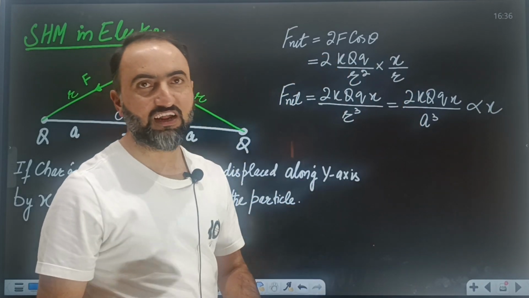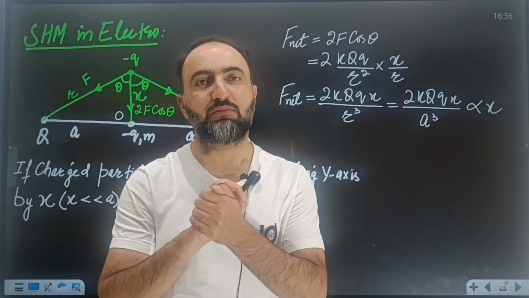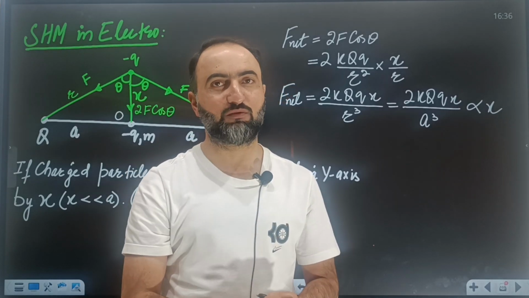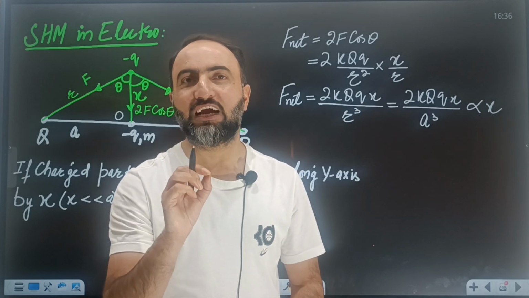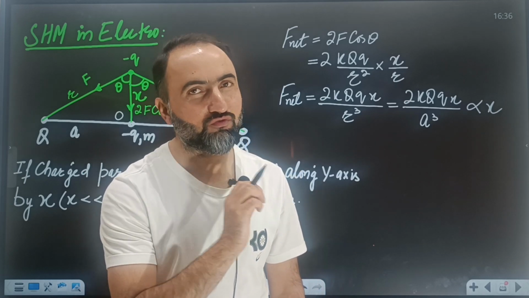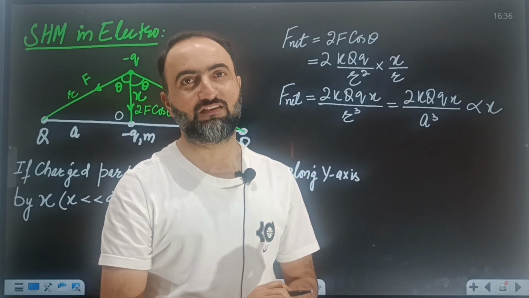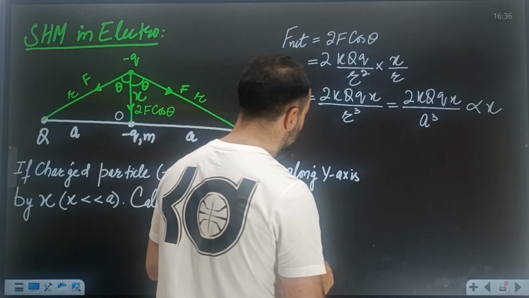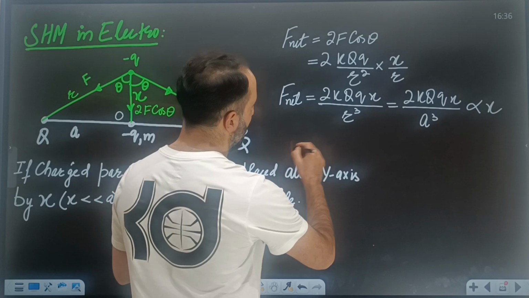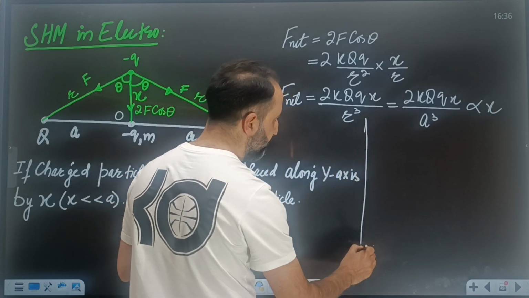ठीक है ना बेटा? Number one is that it is directed towards mean position, and number second is that it is the linear function of displacement. That means this force, its behavior is same as that of Hooke's force, which is F equal to minus kx. Okay? ठीक है ना बेटा? So what I am going to write down is this, very very important. यहाँ पे आप ध्यान रखिए बेटा.